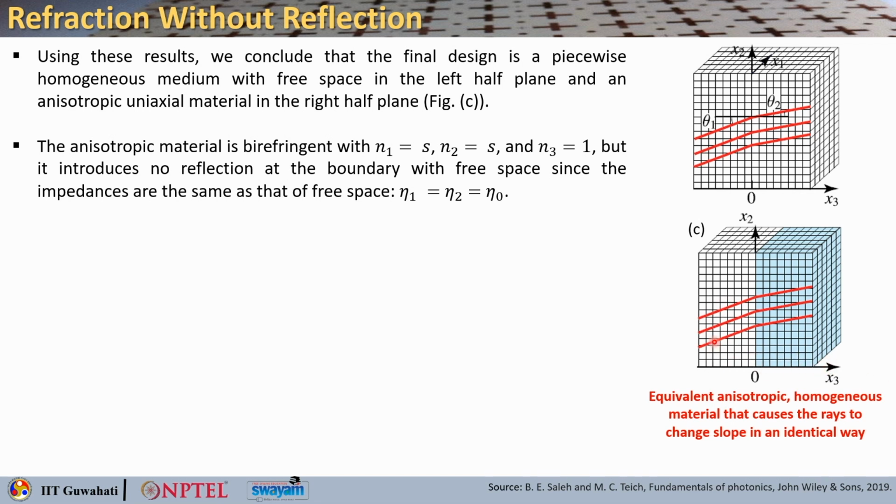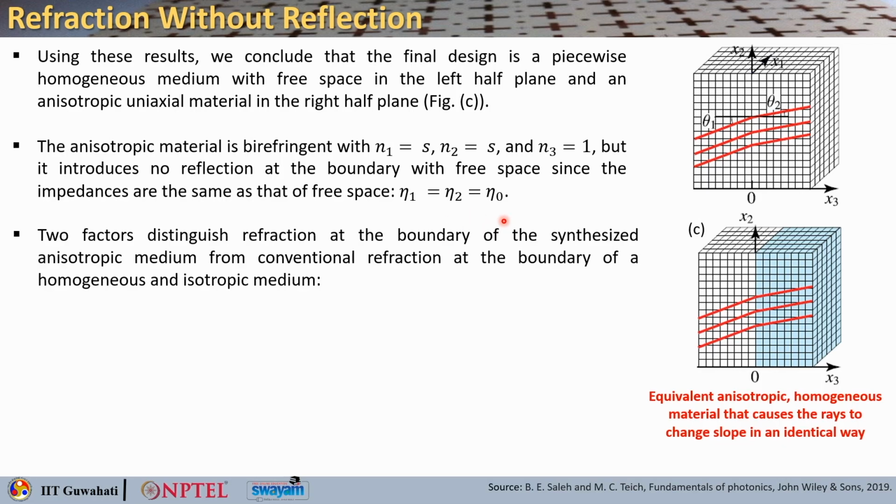So when you look at the reflection which is coming from the boundary with the free space, that is basically your x1 x2 plane, in the x1 x2 plane you can see that the impedance is basically the same as that of the free space, because that's why we computed eta 1 and eta 2 separately, and both eta 1 and eta 2 came out to be the same as eta naught. So there is no impedance mismatch, so there is no reflection.